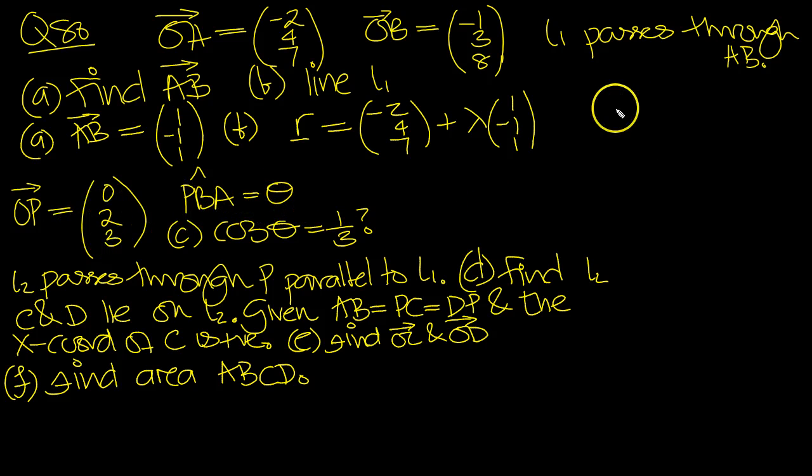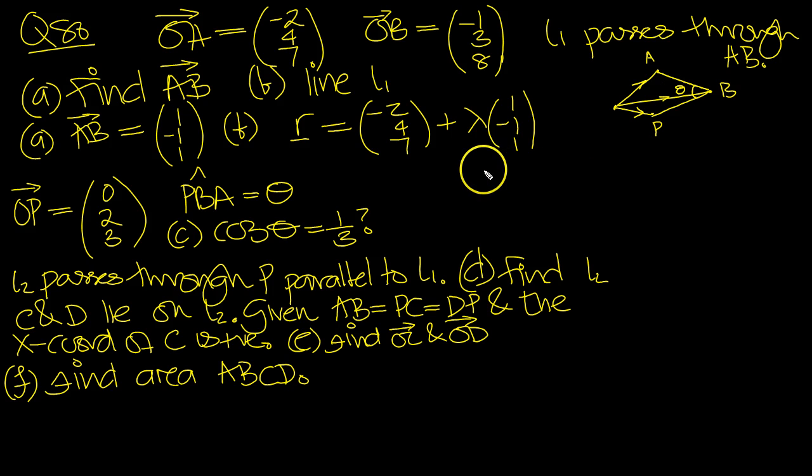OP is this. PBA is theta. So you've got OA, then you've got OB, and then there's AB. P is (0, 2, 3). We want angle PBA. So there's P. There's a little sketch of the vector. There's OA, there's OB, there's OP. And we want to find out angle PBA, so this angle here.